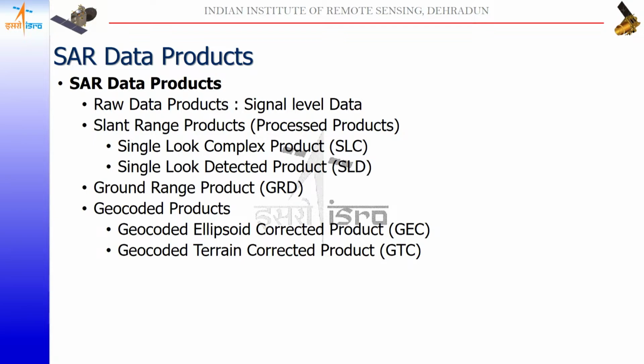So we have the single look complex image. Okay, so we have the real and imaginary part. So this single look complex product is very useful because it has the phase information. This phase information is utilized in SAR applications like polarimetry and interferometry.